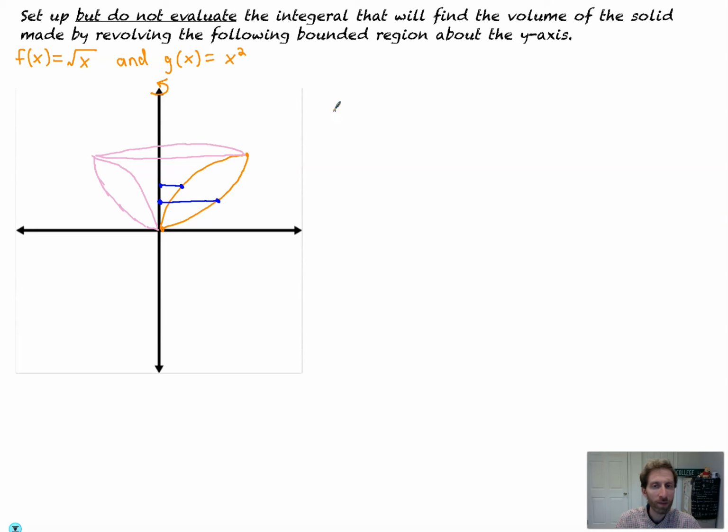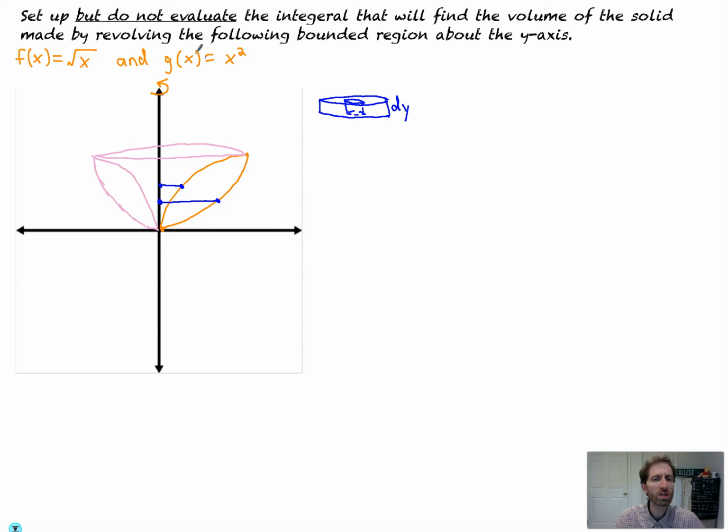Well, if you recall, that means that we're going to end up with a washer flattened out this way, just like we did when we had a disk flattened out that way. So that means we have dy. So now everything's in terms of y. No sweat, we got this.